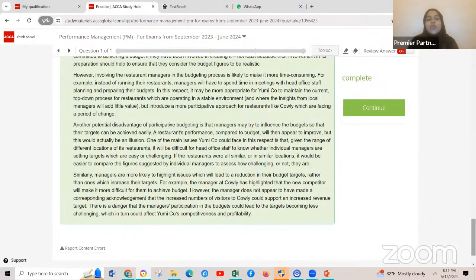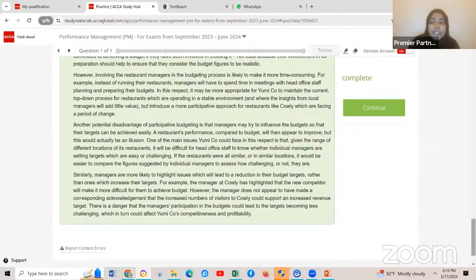One of the main issues Yumiko could face in this respect is that, given the range of different locations of its restaurants, it will be difficult for the head office staff to know whether individual managers are setting targets which are easy or challenging. They will not know the reality behind it also. If the restaurants were all in similar locations, it would be easy to compare the figures. But when they're in different locations, it's not that easy to compare the figures. It's challenging.